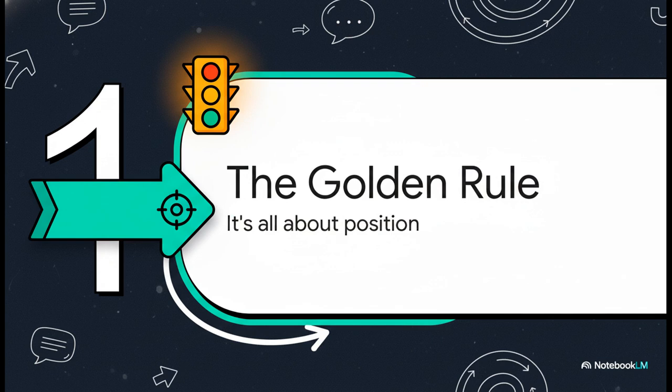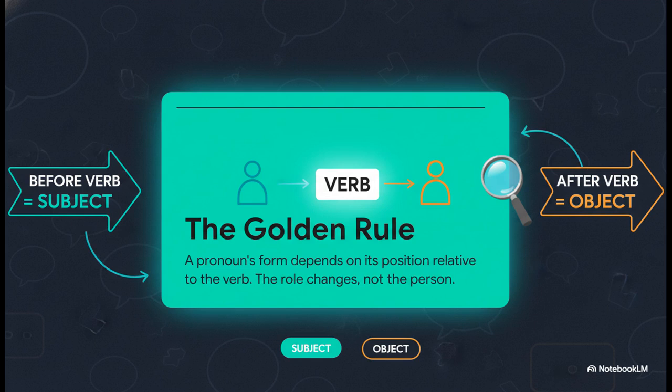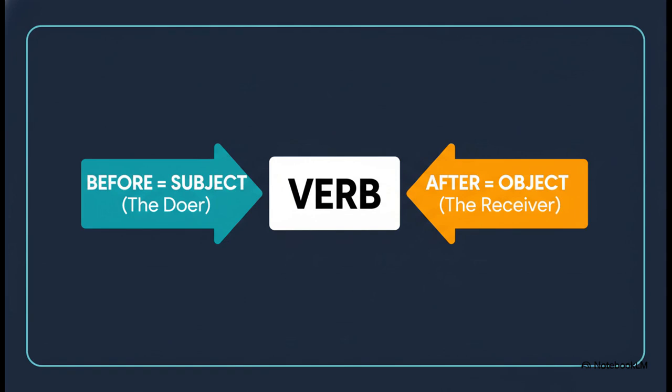Okay, our first section gets right to the heart of the matter. This is what I call the golden rule, and it's all about one very simple idea: position, where the word is in the sentence. So here's the key. A pronoun's form, whether you use I or me, he or him, changes based on its job in the sentence. And that job is all about where it is in relation to the verb. The person doesn't change, but their role in the sentence does. And here it is, the single most important thing to remember. If the pronoun comes before the verb, it's the subject. It's the one doing the action. If it comes after the verb, it's the object, the one receiving the action. That's it. Before the verb, subject. After the verb, object. Simple as that.